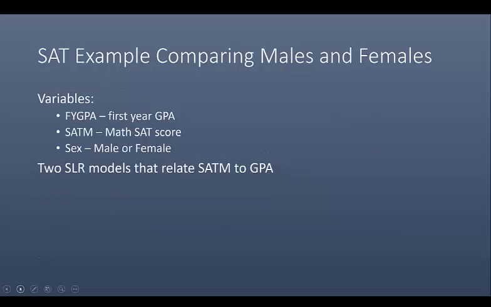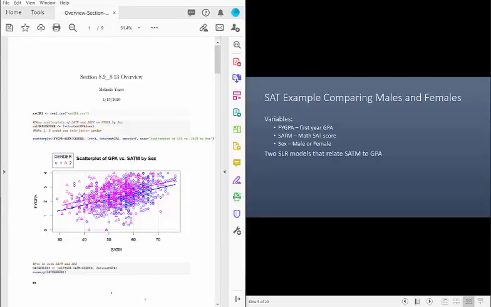Let's work through an example of SAT math scores as a predictor of first-year GPA, comparing male and female students. Looking at the scatter plot, we can see that there may be some differences in the relationship between the SAT math scores and the first-year GPA based on gender. We can fit the additive linear model with the quantitative predictor of SAT math score and gender as an indicator variable used to predict the first-year GPA.